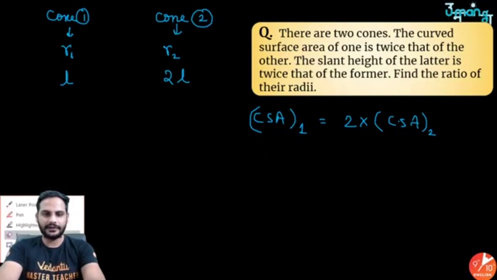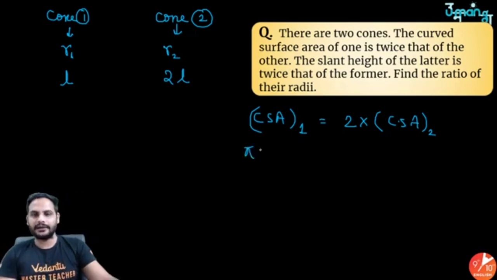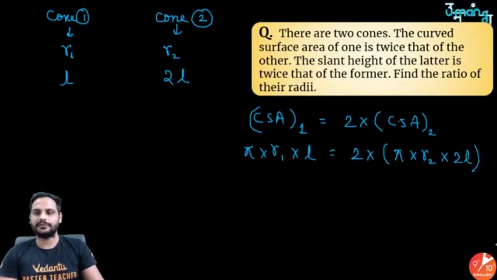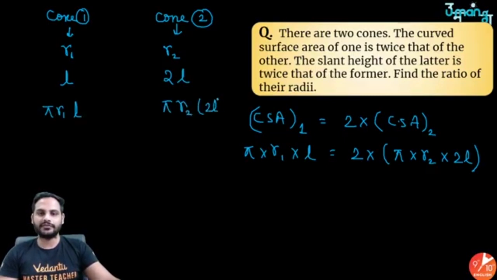Right? So let us say pi into radius R1 into L, slant height is L, is equal to 2 times pi into curved surface area of second one, which will be R2 into slant height 2L. Curved surface area of cone 1 is double of curved surface area of the second cone. Curved surface area for the first cone will be pi r1 into L. Curved surface area for the second cone will be pi r2 into slant height here is 2L. Same thing I have done here. The first cone's curved surface area is double of the second one.